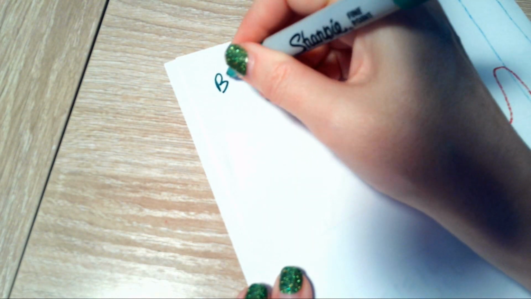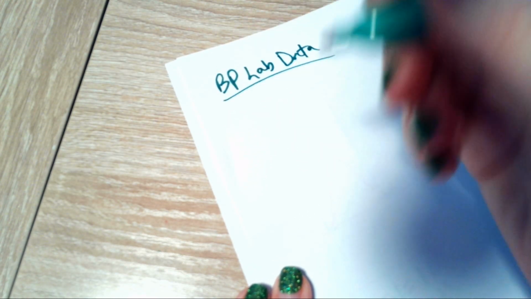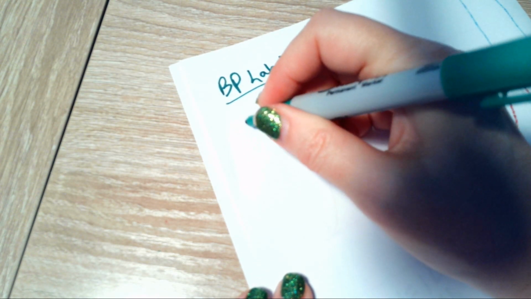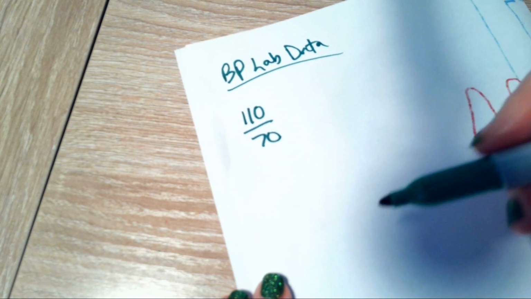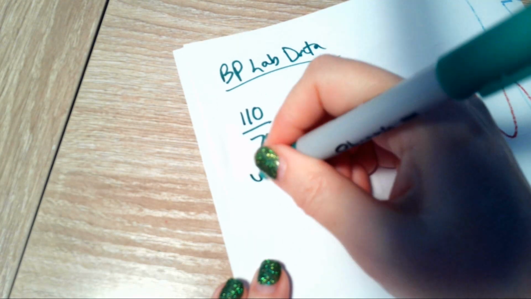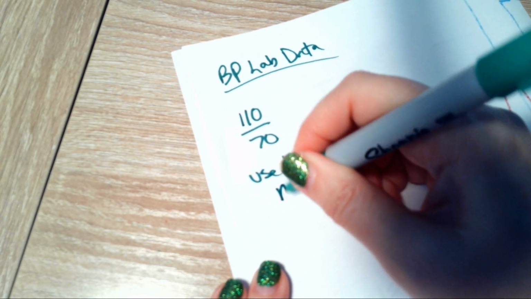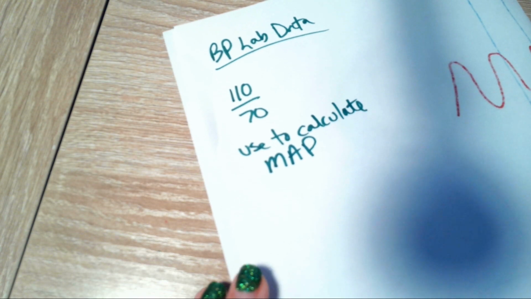So for your blood pressure lab data, let's give you a good blood pressure. So we'll give you a 110/70 blood pressure. So use that to calculate your mean arterial pressure, which would be on the video from last week, and also the equation is in your lab book, so that's pretty easy to calculate. You probably already went over it in lecture too.